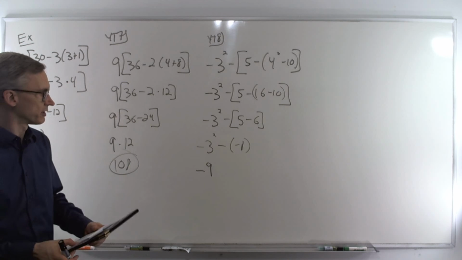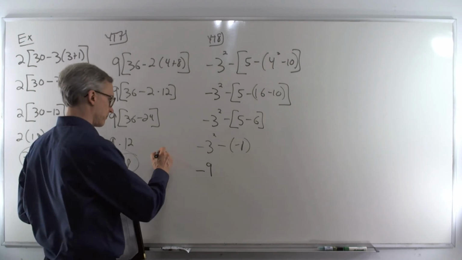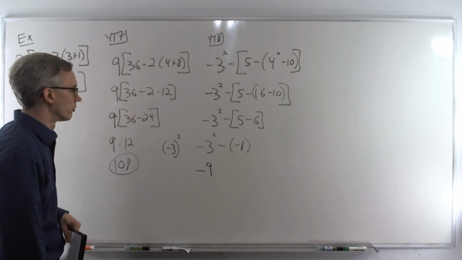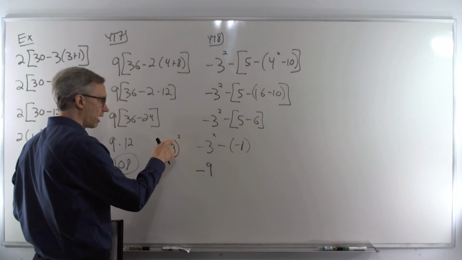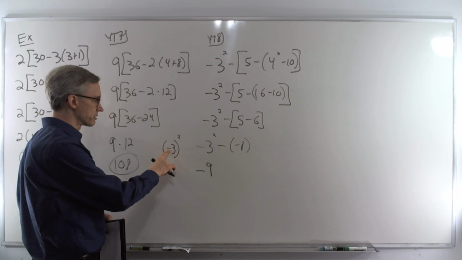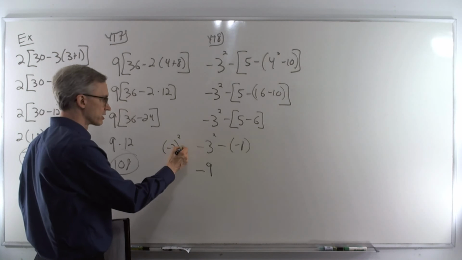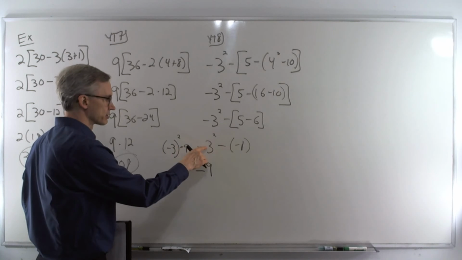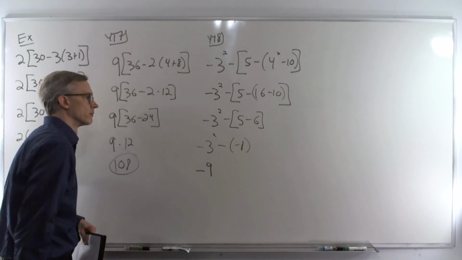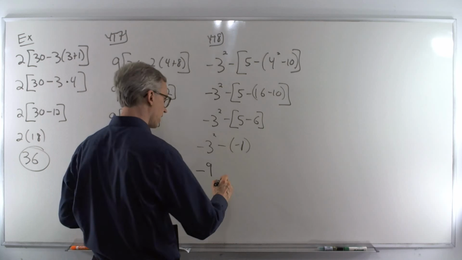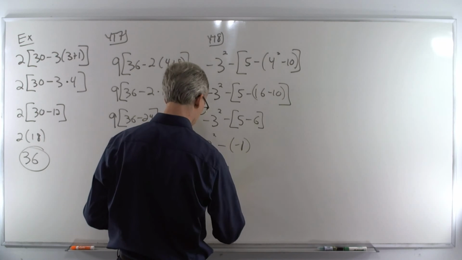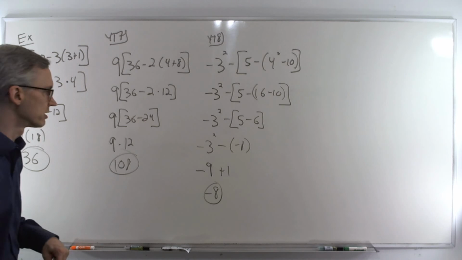So make sure you understand the difference between this and (-3) squared. With this one, we're squaring everything inside the parentheses, the 3 and the negative. Negative times negative makes it a positive, so that's why this is going to be +9, and this one is -9. So we got -9 minus -1, which is +1. So that turns into -8.